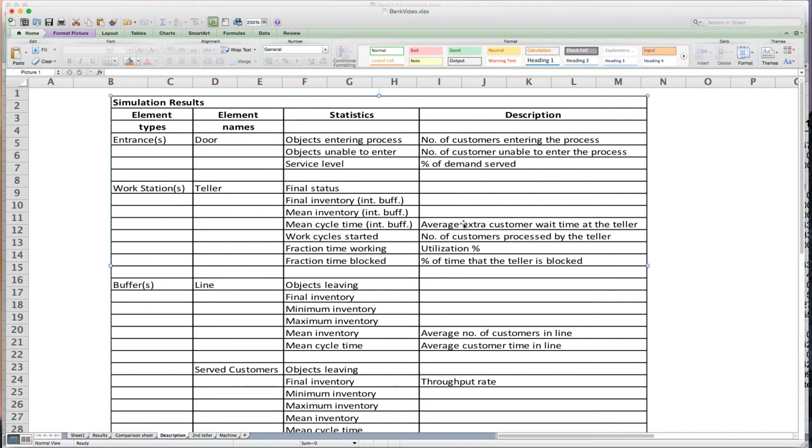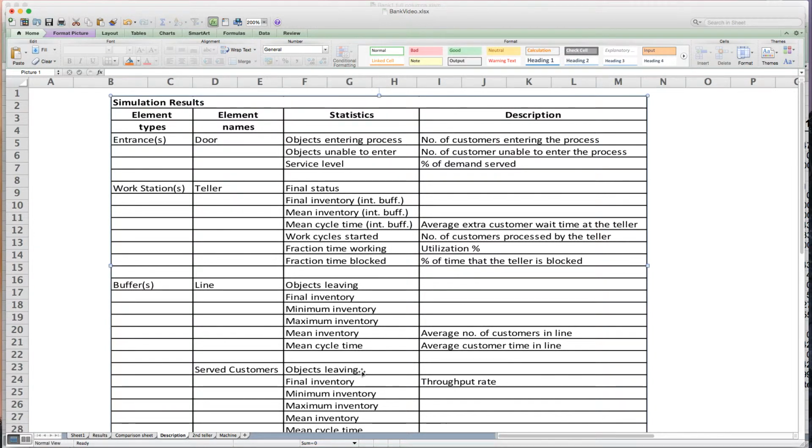So for every employee, there are 4 things that I expect you to be able to report. For every line or every wait line, I expect you to be able to report 2 things. The average number of customers in line, so that's your mean inventory. Remember, inventory in these systems for us is customers. So the mean number of customers that are in line at any point in time throughout the simulation. And then mean cycle time is the average amount of time that the customer spends in line. So that is the setup for every line that you have in the system.